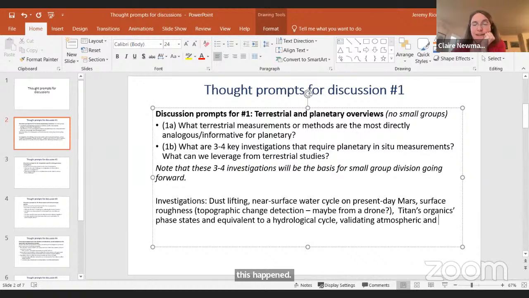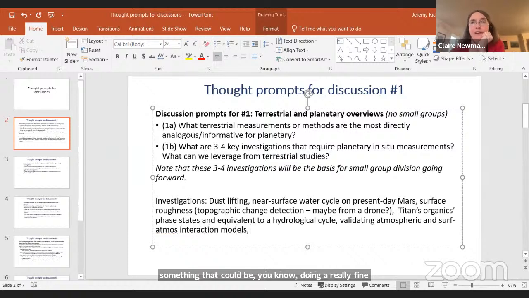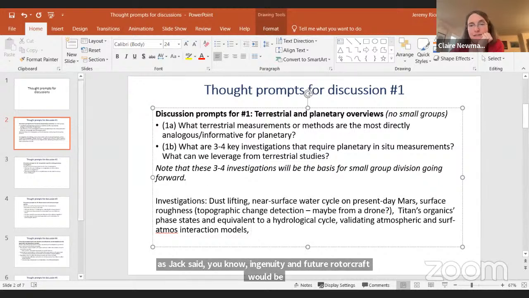So I think to have something that could do a really fine job of that topographic change detection at that kind of small scale. I'm not familiar with that, but I'd love to hear more about how it works on Earth at an in situ location. And as Jack said, Ingenuity and future rotorcraft would be really exciting for that on Mars and Titan and other places.